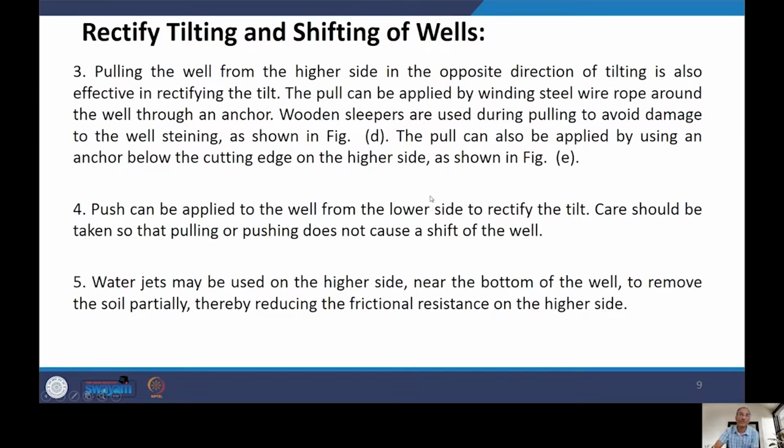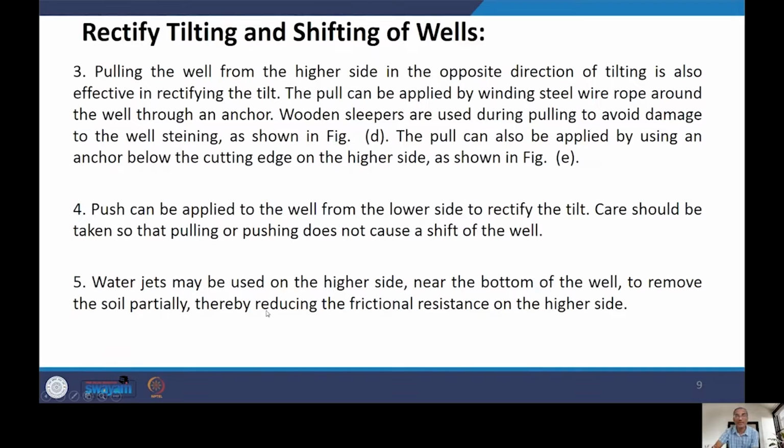The pull can also be applied by using an anchor below the cutting edge on the higher side, which is shown in figure E. Then push can be applied to the valve from the lower side to rectify the tilt. Care should be taken so that pulling or pushing doesn't cause a shift of the valve.